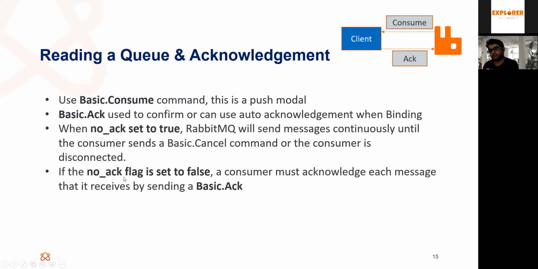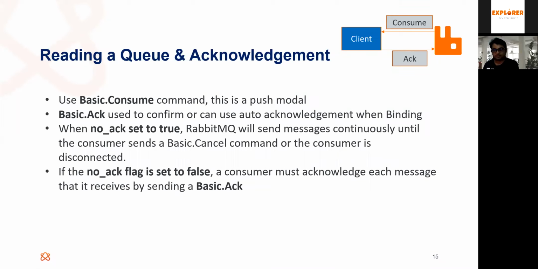Once we set acknowledgement to false, then we have to consume a message and we have to acknowledge it. RabbitMQ is waiting to be acknowledged when we set no ack to false. This is the way that we can consume. We have the option to set the no ack depending on the behavior, how we want to process the message.